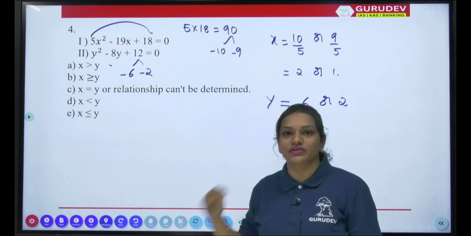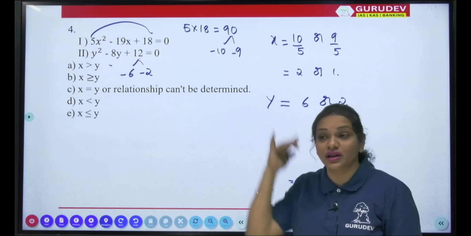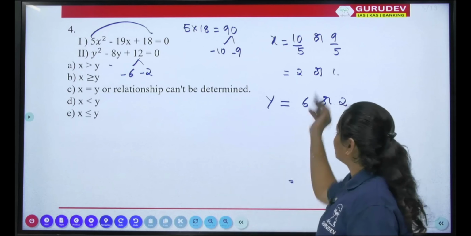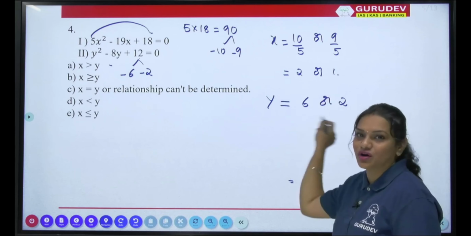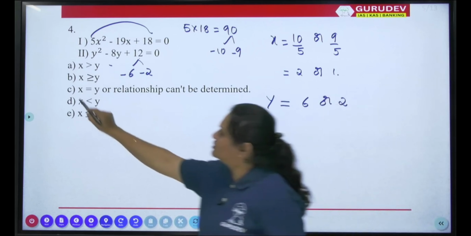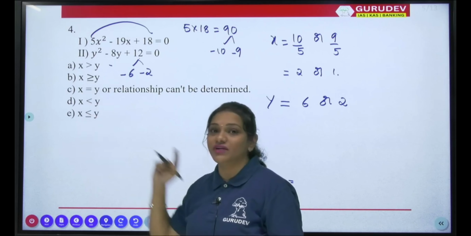Once you're perfect with this, by seeing the numbers you can do it directly, orally also. So for the comparison, if I observe here, 2, 2 is common. Since 2, 2 is common, definitely either of these options will be B or C, because the equality condition is there.